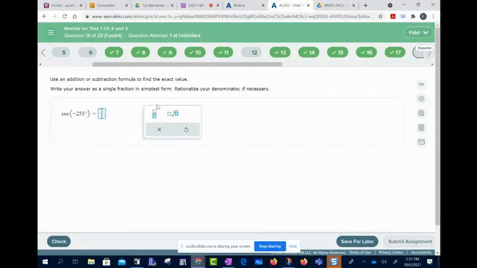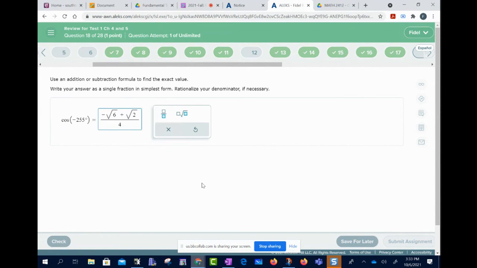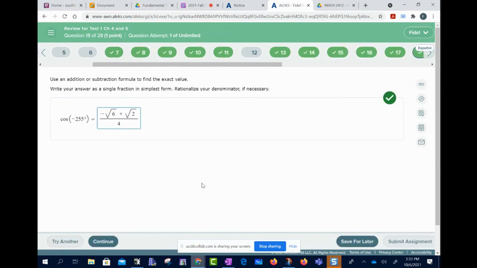So we have a fraction, and we have a negative square root of 6 plus square root of 2. All of this is over 4. And let's go check, and let's see what it tells us. Okay, it tells me we're good.